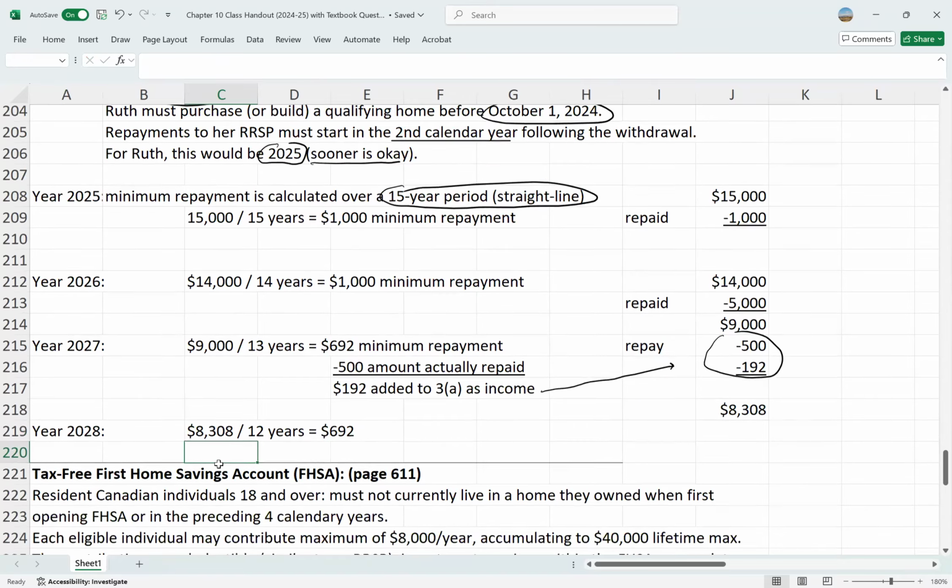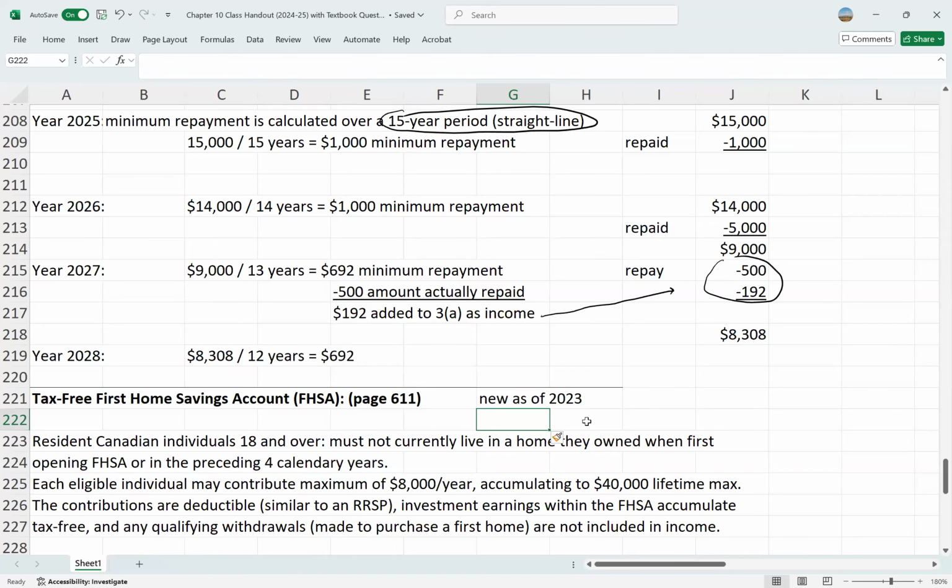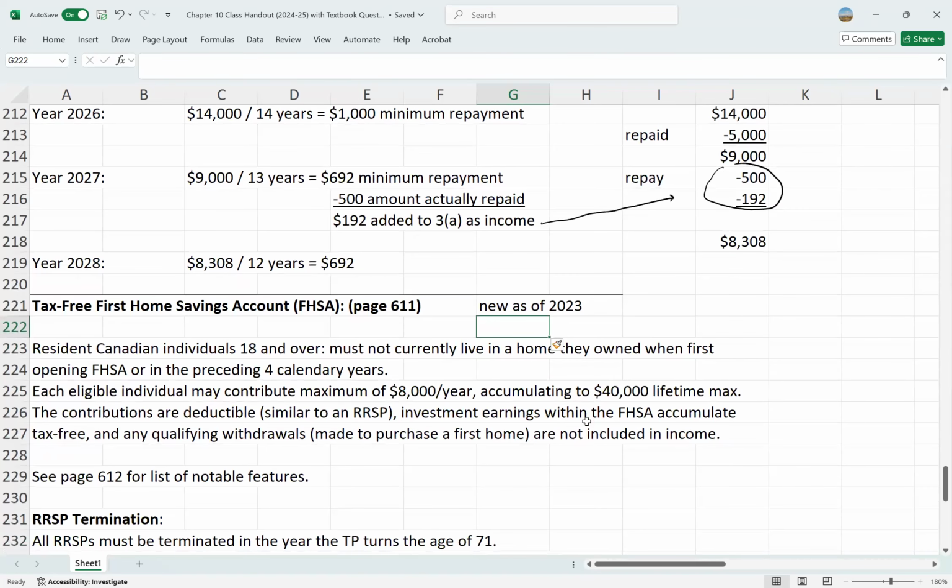So then there was something new that came into effect in 2023. It's called the tax-free first home savings account. This was a new incentive that the government introduced in 2023, again just trying to help Canadians save for a home, because home prices are so expensive, especially in the big cities here in Canada. This is another way to help Canadians save to buy their home. So this is a new account. This is not the tax-free savings account.